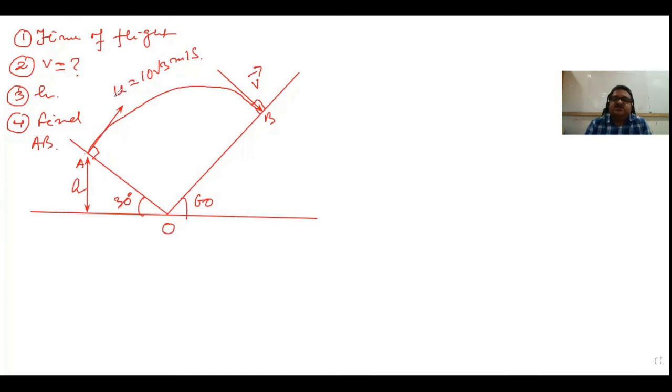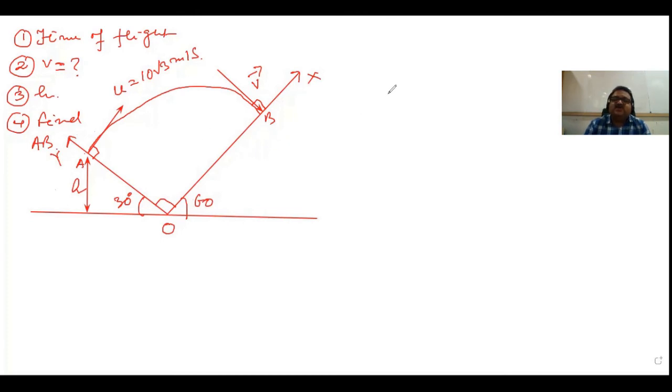It is given the velocity with which it is thrown, and you have to find out the time of flight, the velocity with which it strikes the point B, the height of the point A from this point, and the distance A. If you watch this carefully, these two angles are given, 30 degree and 60 degree, so these two make 90 degree. That's an advantage. So now what I'm doing, I'm taking this as x-axis and making this as y-axis. That is the advantage.